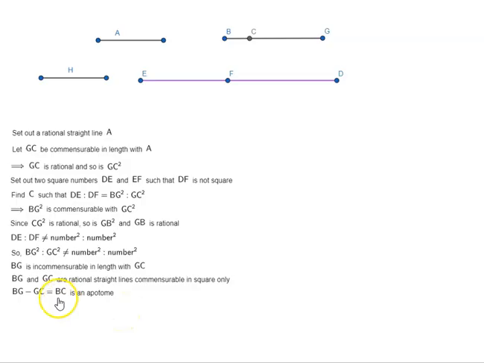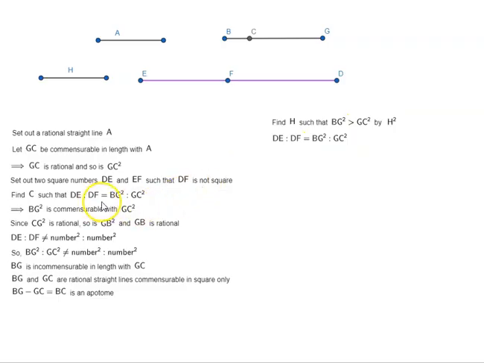Now we have to show that it is not only an apotome, but a second apotome, BC. So find H such that BG square is greater than GC square by H square. Pretty straightforward. BG square is greater than GC square by H square, which basically means BG square is equal to GC square plus H square. So H is equal to the square root of BG square minus GC square.